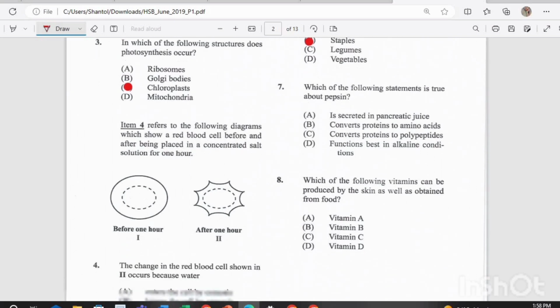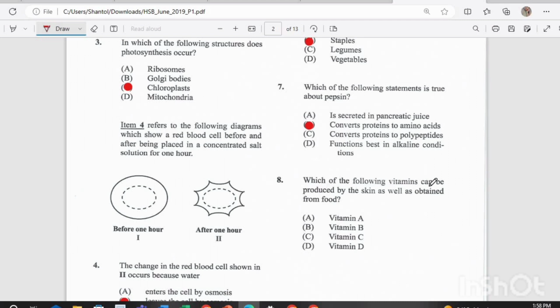Question 7. Which of the following statements is true about pepsin? A. It's secreted in pancreatic juice. B. It converts proteins to amino acids. C. It converts proteins to polypeptides. Or D. It functions best in alkaline conditions. The answer is B.